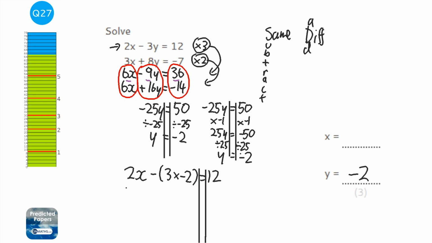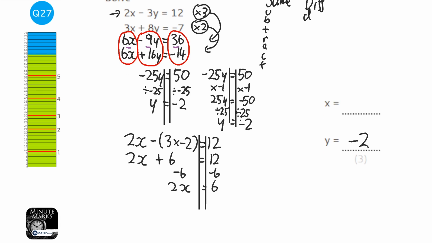So we've got 2x, and that's going to be minus 6, and then the minus will make it a plus 6, equals 12. We're going to take away 6 both sides. 2x equals 6, and we're going to divide both sides by 2. We end up with x equals 3.